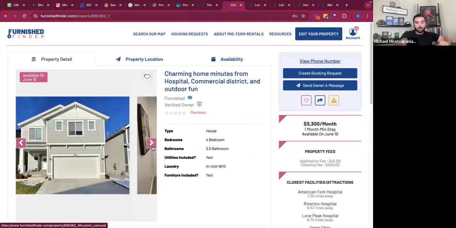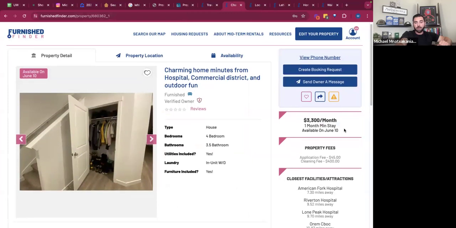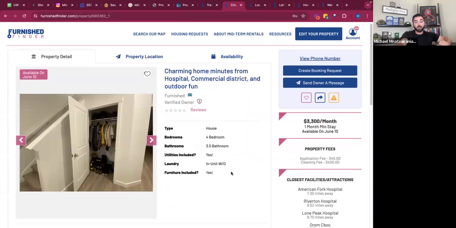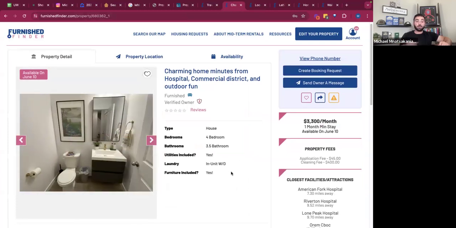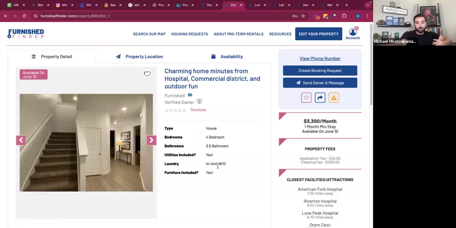So there's a 4-bed, 3-bath. There's an actual home, not a townhome. And this one, they have it listed at 3,300 a month. That gives you a very good understanding that you cannot expect any more than 3,300 a month, because it's a bigger home. It's an actual home versus a townhome. Utilities are included, it has in-unit washer, dryer, furnishings included.